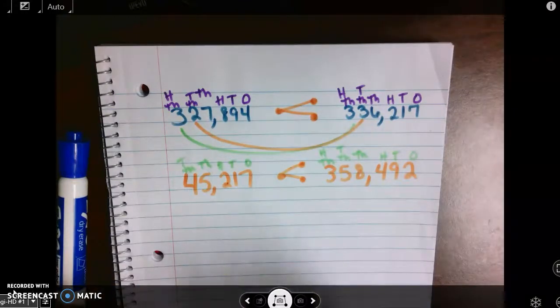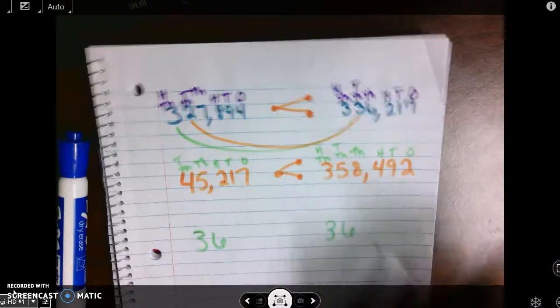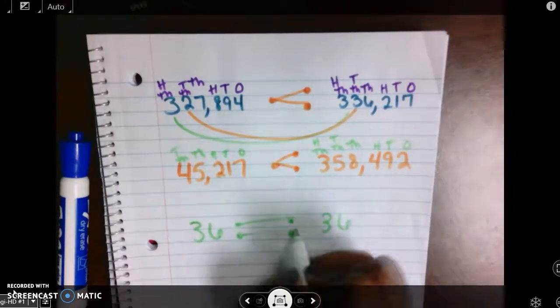All right? And you might ask, well, what if I have numbers that are the same? Well, both sides get 2 dots, and you connect the dots.